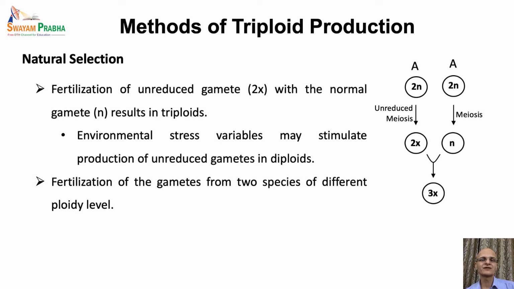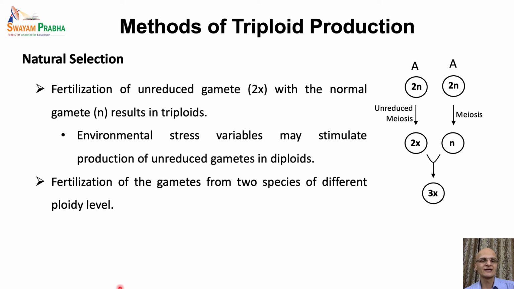Another method of triploidy production is the fusion of gametes from two species of different ploidy level, like the fertilization of the gametes formed by a diploid species with the gametes formed by a tetraploid species. These will also result in triploidy.